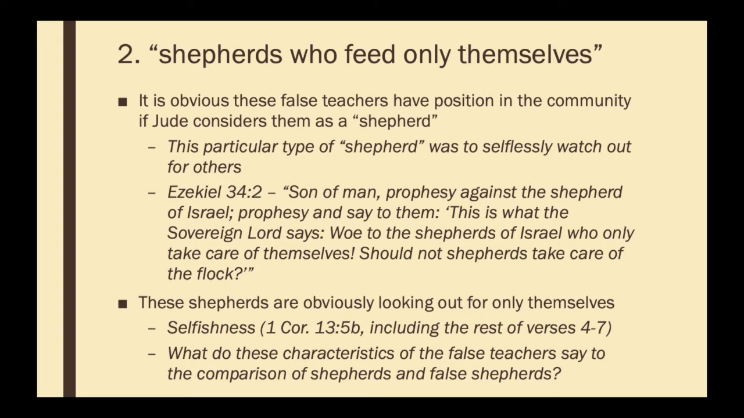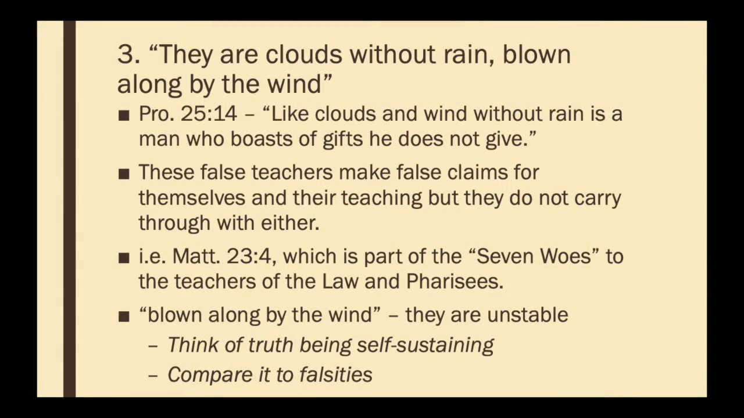There's a lot of selfishness, and 1 Corinthians 13:5b, including the rest of verses 4 through 7, clarify that very well. What do these characteristics of false teachers say to the comparison of shepherds and false shepherds? All right, so if these false shepherds and false teachers are going about doing things in comparison to what a real shepherd and a real teacher is supposed to be doing, what does that really look like in comparison? Jude is making it a point that this is kind of obvious, okay? And that brings us to number 3.